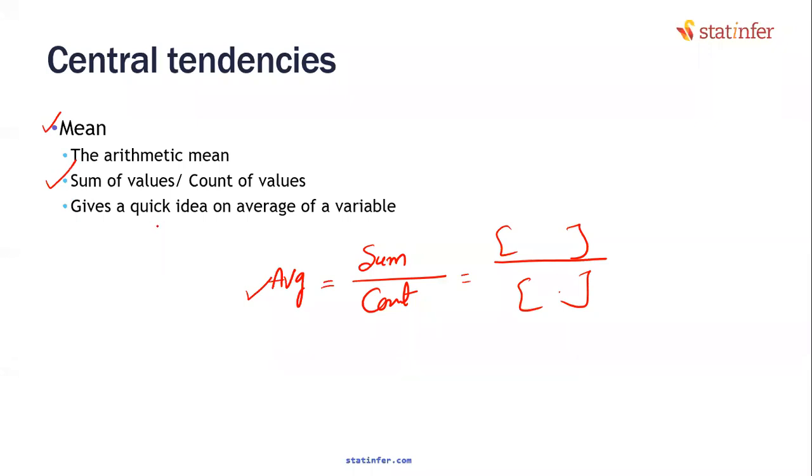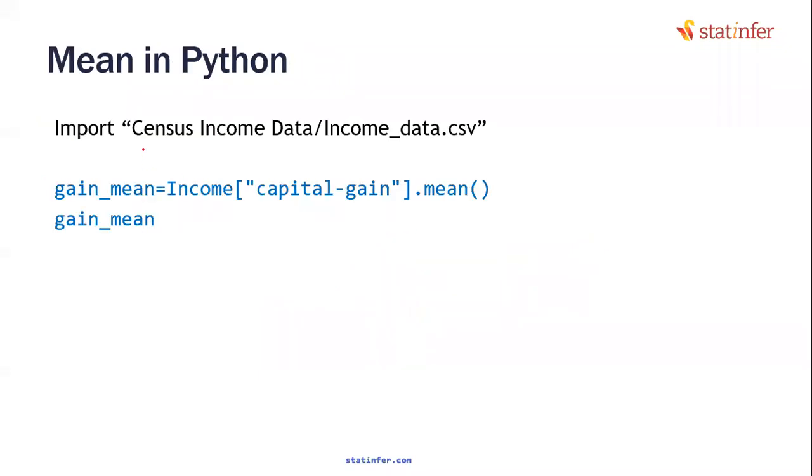Very easy to calculate. In fact, we can use sum divided by count, or we can also use the direct average or the mean function. How is it done? Let us suppose there is a data set called census income data. This is actual USA census 1990 data, collected in the United States in 1990. This is publicly available on the census data website. If you take that data set, capital gain is one of the columns.